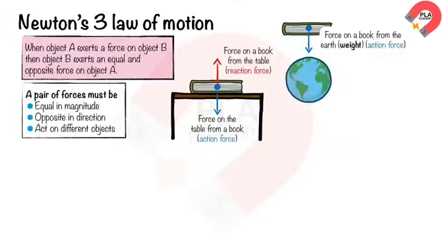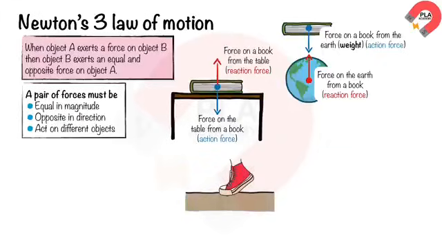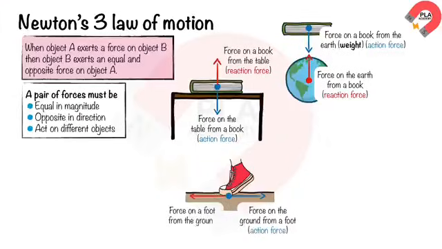The book also exerts an equal and opposite force on the earth in the upward direction. This is the reaction force. While moving on the ground, we push the ground backward with our feet. This is the action force. The ground also exerts a forward force on our feet of equal magnitude in the opposite direction, which makes us move forward. This is the reaction force.